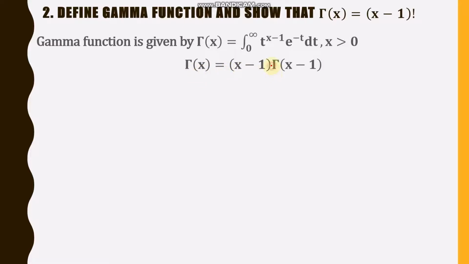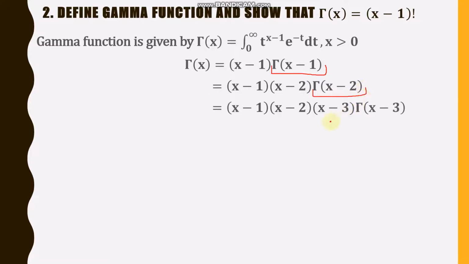We can again apply this formula here. So it will be equal to x minus 1, x minus 2, gamma x minus 2. I'm just reducing one integer. One integer is being reduced and we are applying this formula. Again, we can apply it here. Again, one integer will be reduced. x minus 2 minus 1 will be x minus 3. So x minus 3, gamma x minus 3, and so on like this.